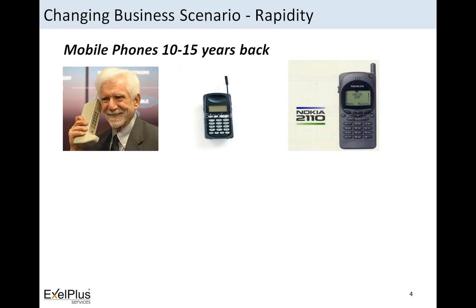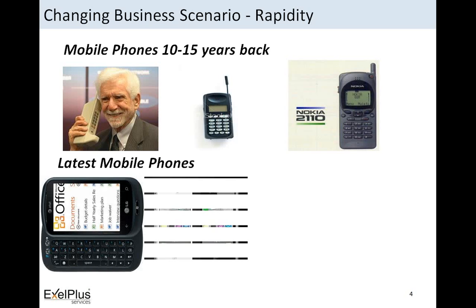and end users require more than their basic needs from the products and services. Let's take an example of phones. If we take phones, we had mobile phones 10-15 years back. This picture shows the type of phones we had 10-15 years back, and let's look at how the business is changing and how the rapidness in the business is happening in this area.